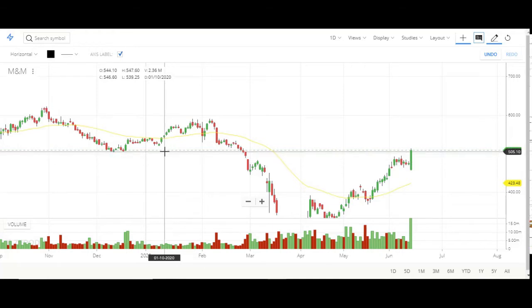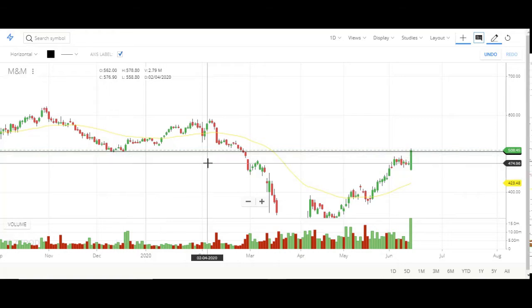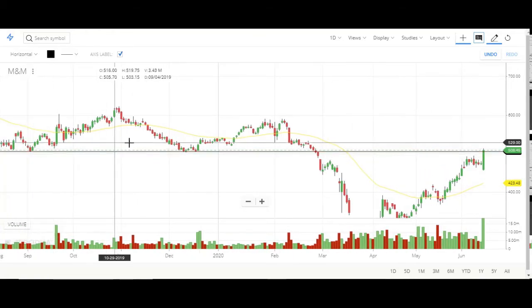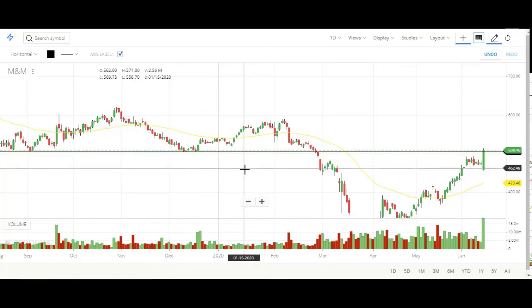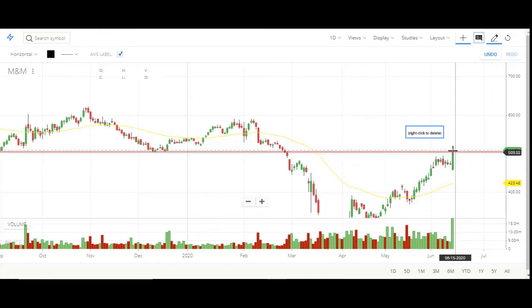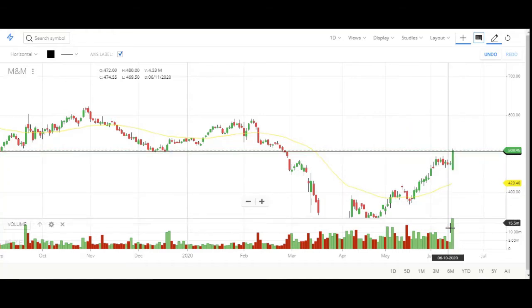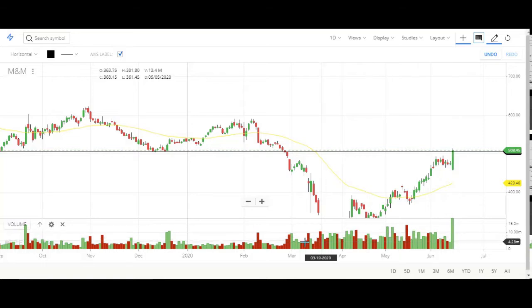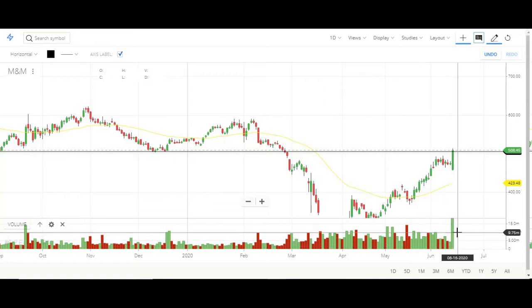Here you can see that this level acted as a support multiple times, and now this stock has broken this resistance level with huge volume. If you see, there have been no such volumes for the past few months, and now it crossed this resistance level with huge volumes.